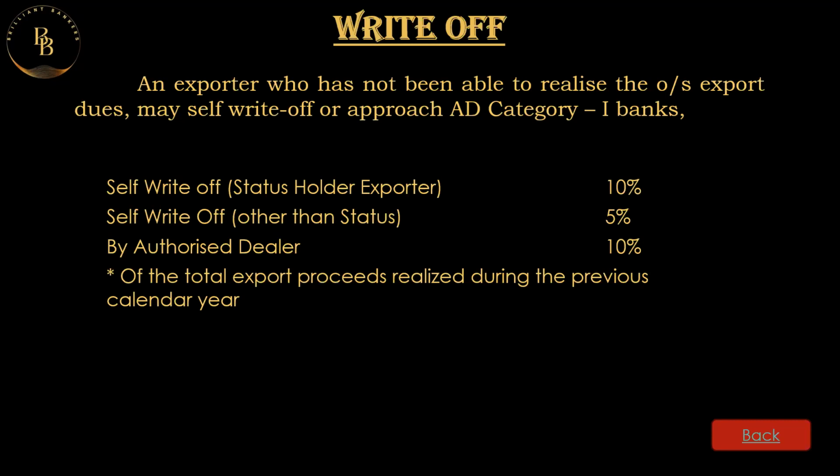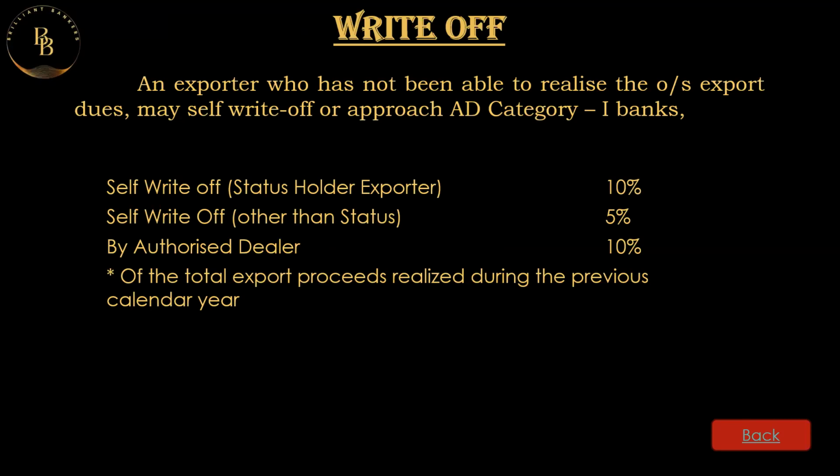And the conditions are: when a self write off is being done, if the exporter is a status holder exporter, he can write off up to 10% of the exports realized in the last calendar year. The exporter can self write off up to 5% of the exports realized in the last calendar year if he is a person other than a status holder.